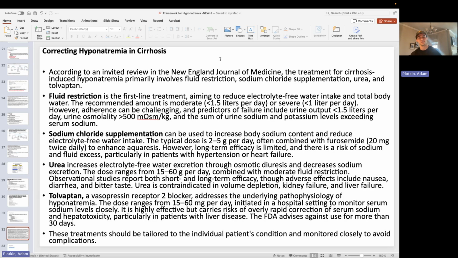This was just the real brief correcting hyponatremia and cirrhosis. So again, from the New England Journal of Medicine, I will paste below this video the journal article about correcting hyponatremia, which I think it's important for you to have. I don't think the cirrhosis one is as important, but I'll give you the hypertonic saline article so you can have that on rounds if you want it. But we can use fluid restriction, sodium chloride supplementation, urea, and tolvaptan again for correcting hyponatremia in cirrhosis.